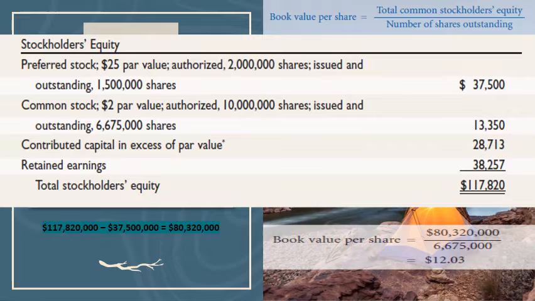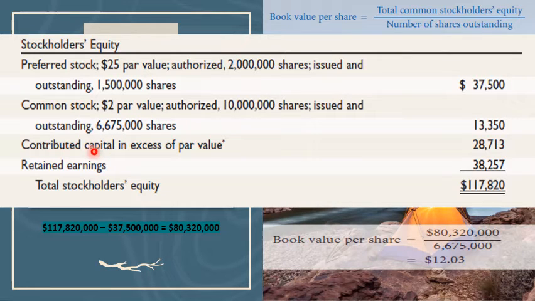Now we have here an example of a stockholders' equity. We can see here the preferred stock listed, common stock, $2 par value, authorized 10 million shares, issued and outstanding 6.675 million shares. So what do you mean by issued and outstanding shares? This means that the total amount of shares issued to the stockholders and at the same time currently held by the stockholders. So this is the total amount for that.